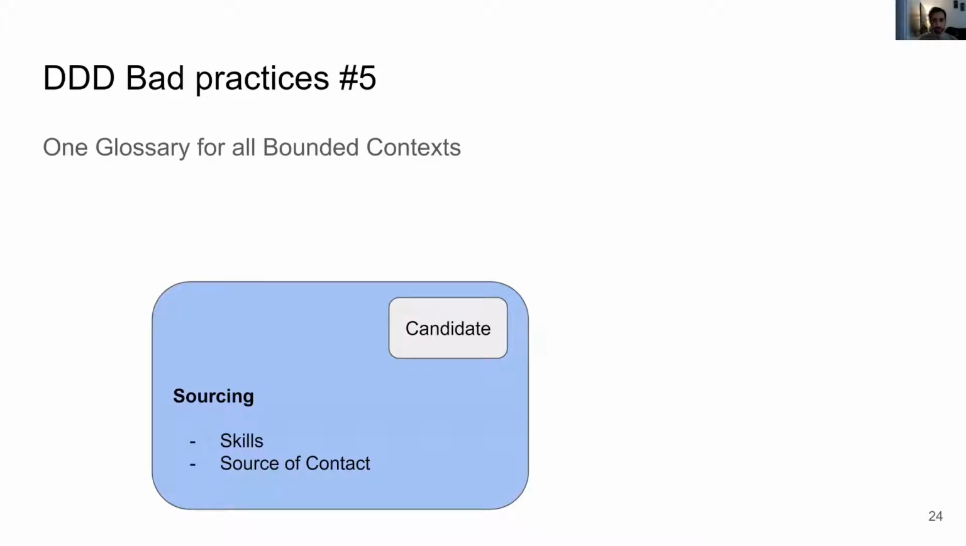Another example. Imagine that we are in a human resource domain. We have a bounded context which is sourcing. In sourcing, we want, as a human resource, to go to social networks and find CVs with some skills. What I'm interested in this bounded context is the skills of some person, a candidate, and the source of the contact. So, I found this person on LinkedIn or on Indeed, Monster, or any other site.